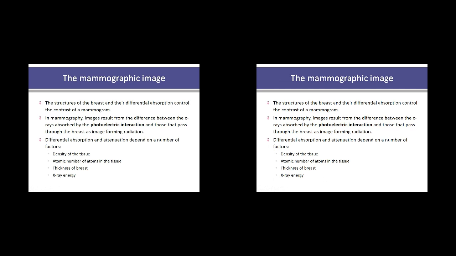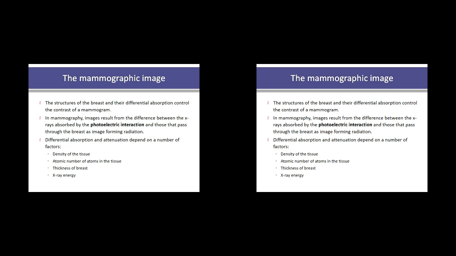So the mammographic image itself, we've already seen a few examples. Basically, the structures of the breast and their differential absorption control the contrast of a mammogram. One of the key differences between mammography and general radiography is that images result from the difference between X-rays absorbed by the photoelectric interaction and those that pass through the breast as image-forming radiation.